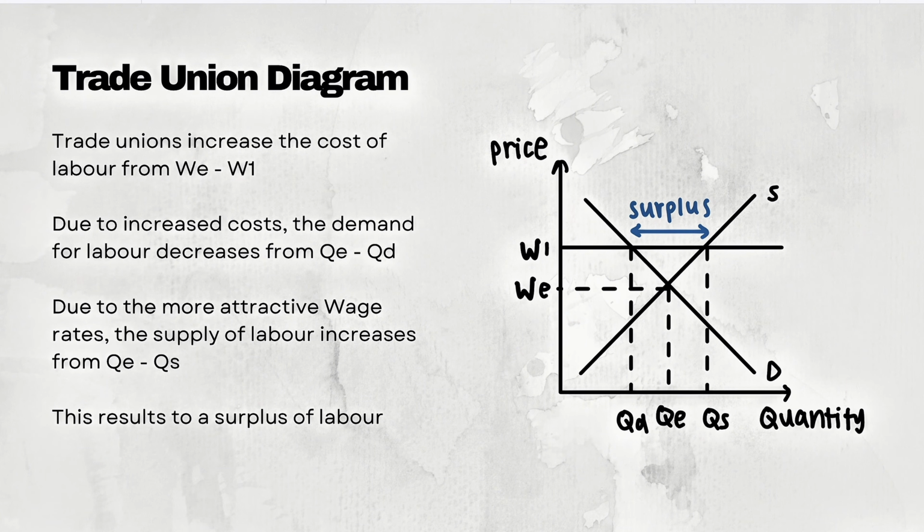As unions increase the cost of labor from WE to W1, the demand for labor decreases from QE to QD, and at the same time, the supply of labor increases from QE to QS due to more attractive wages, which incentivizes the union members to come out and work again. This results in a surplus of labor, as you can see here, which is unemployment.